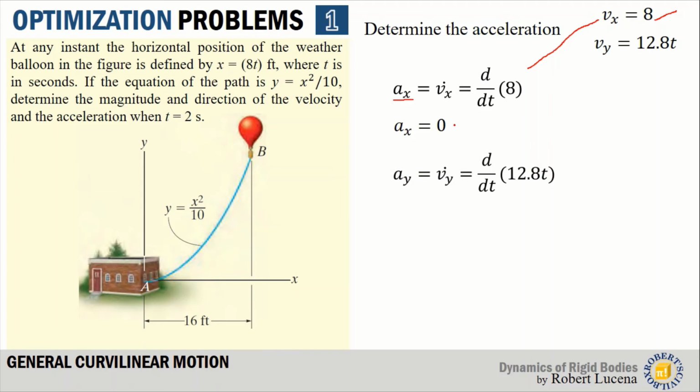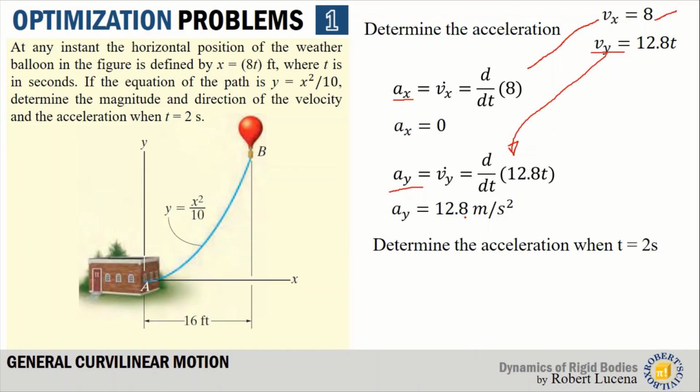Now let's get the y component acceleration. So having your y component velocity, you have to get the derivative of the y component velocity, and you will get the y component acceleration. So differentiating vy, that is 12.80, yields this answer. So your ay now is 12.8. So that means there is a constant acceleration in the y-axis.